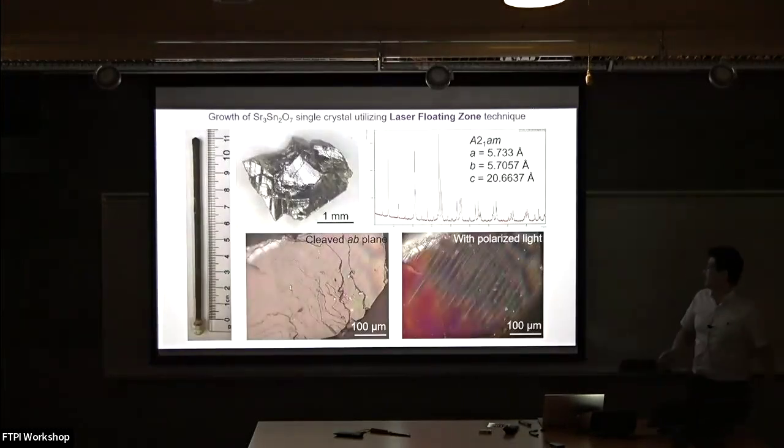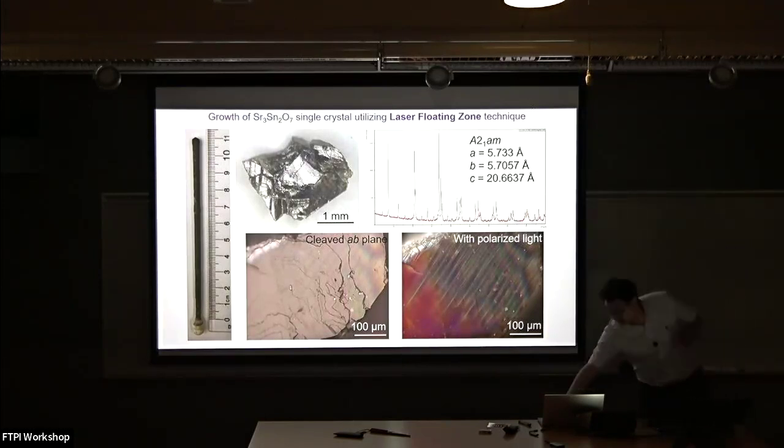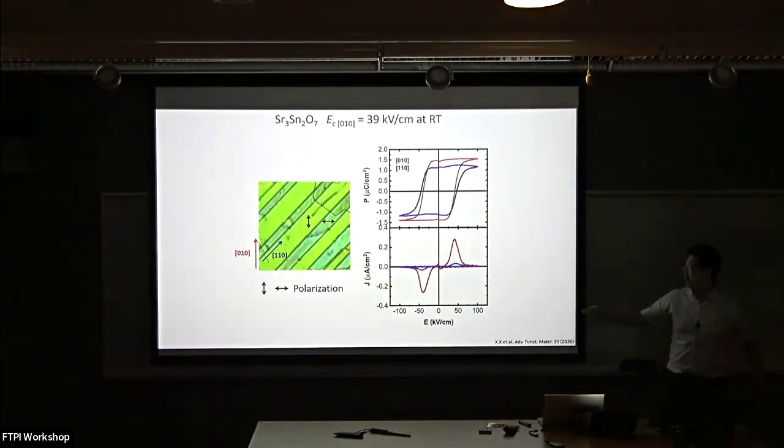Yeah, so the quality of this crystal looks good. Here we have the optical microscope image of a cleaved AB plane. The interesting thing is, if we use linearly polarized light for the optical microscope observation, we can see the striped domains. They are orthorhombic twinning domains, and they are also 90-degree ferroelectric domains. So they have electric polarization 90 degrees to each other.